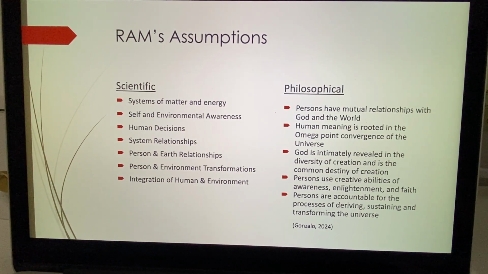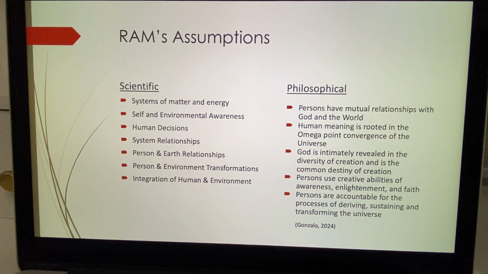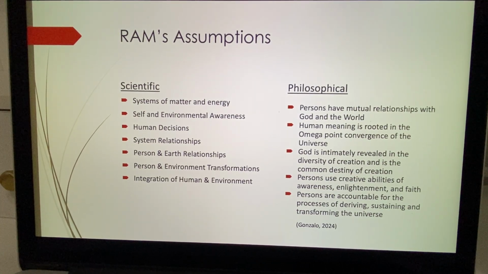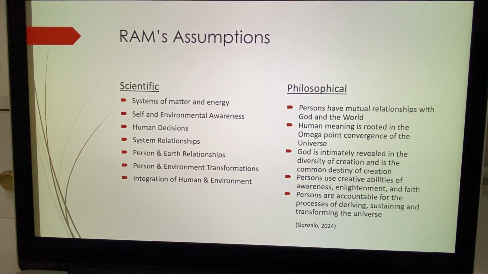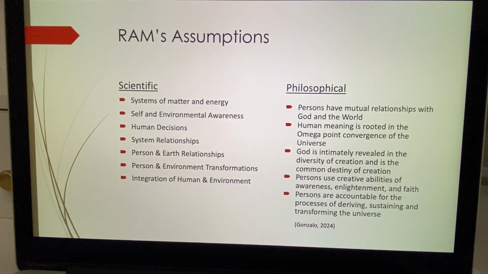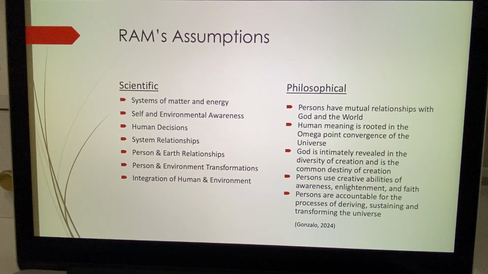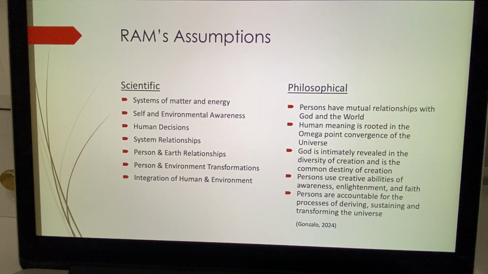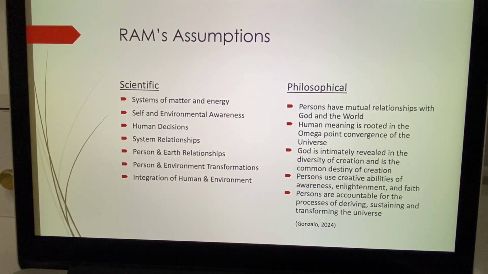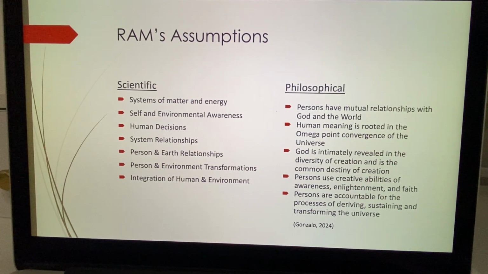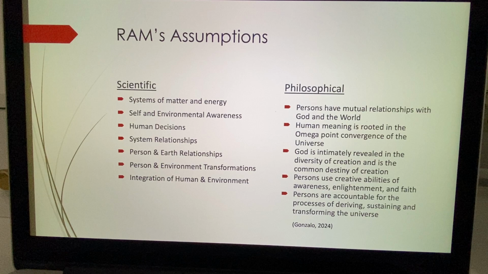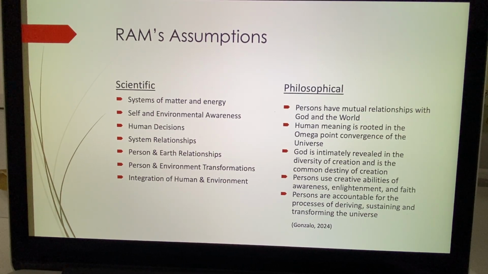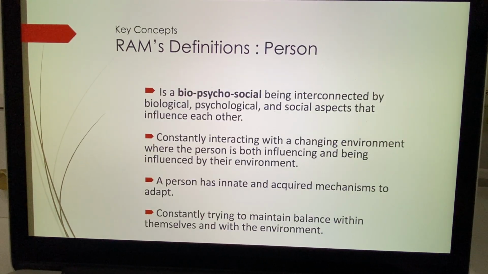Philosophical assumptions are that persons have mutual relationships with God and the world. Human meaning is rooted in the omega point convergence of the universe. God is intimately revealed in the diversity of creation and is the common destiny of creation. Persons use creative abilities of awareness, enlightenment, and faith. Persons are accountable for the processes of deriving, sustaining, and transforming the universe.